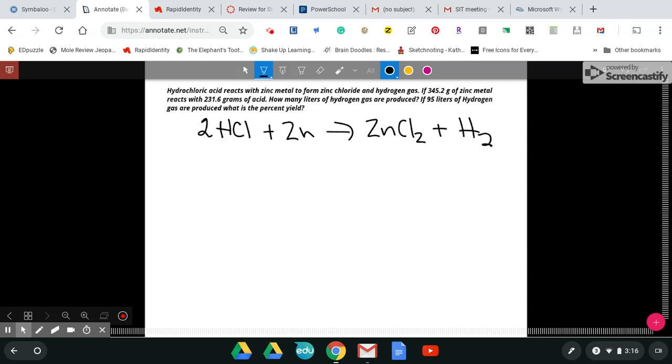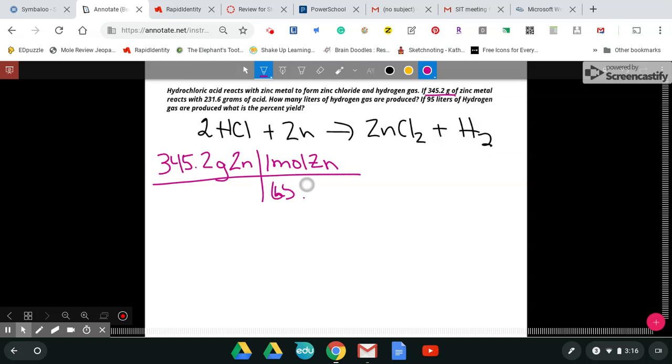All right, so let's look at what we're given. We are given 345.2 grams of zinc. I'm in grams, so to get out of grams, 1 mole of zinc over the amount of the mass, which is 65.38 grams.